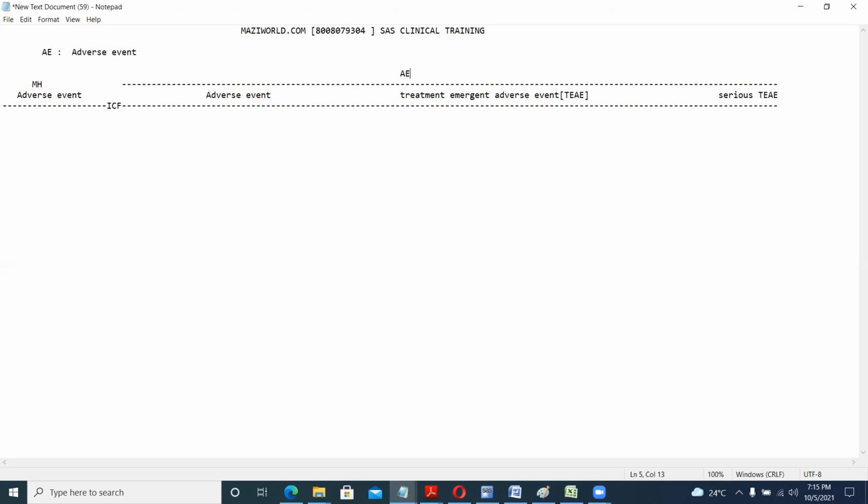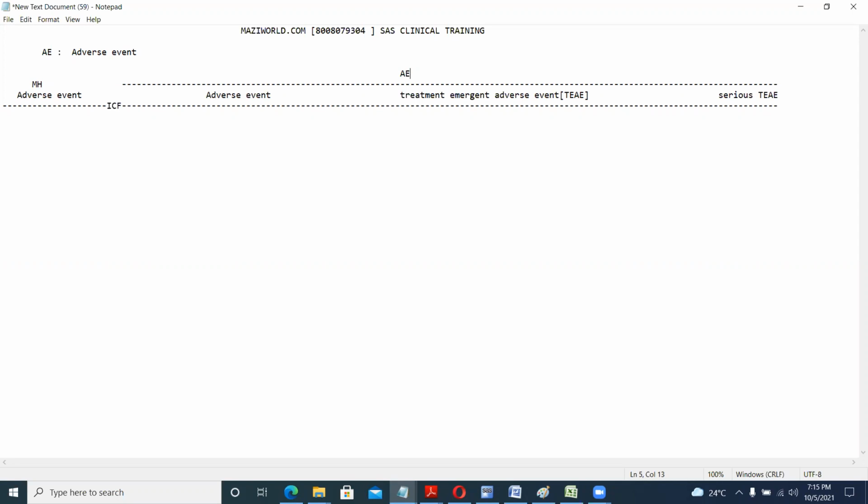But that particular client is expecting some part of the requirement from you. They may want only the treatment emergent adverse event records, or only the serious treatment emergent adverse event records, or only the adverse event records. At that time, if the filtration was not done, it is very difficult to generate the report.